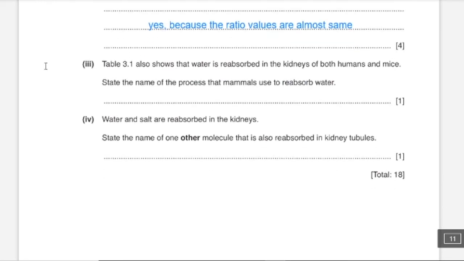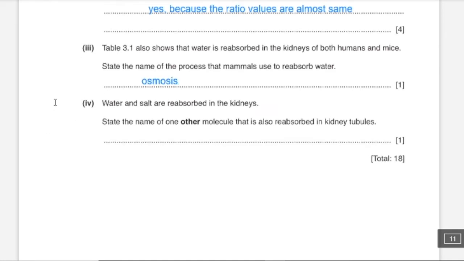3. Table 3.1 also shows that water is reabsorbed into the kidneys of both humans and mice. State the name of the process that mammals use to reabsorb water. Alright, so the movement of water occurs by osmosis. 4. Water and salt are reabsorbed in the kidneys. State the name of one other molecule that is also reabsorbed by kidney tubules, and that is glucose. Glucose can be one of the molecules which is reabsorbed.